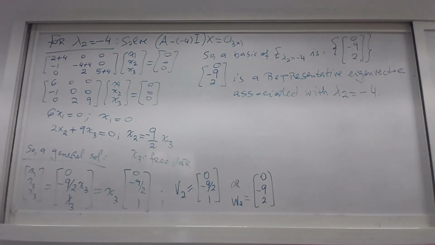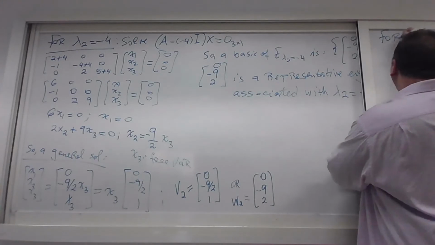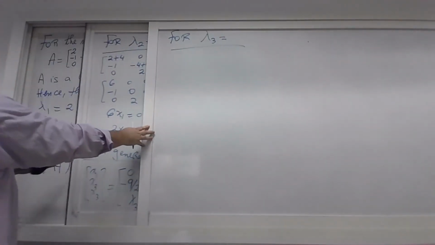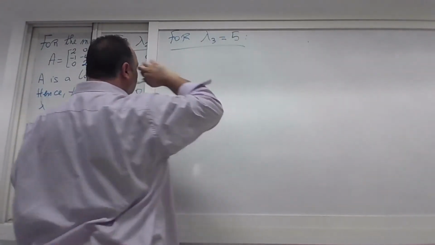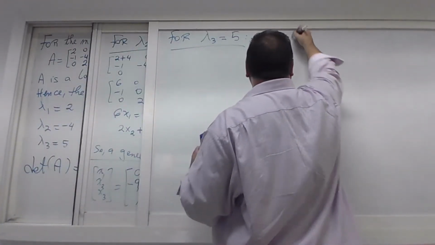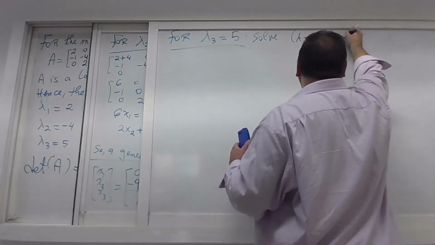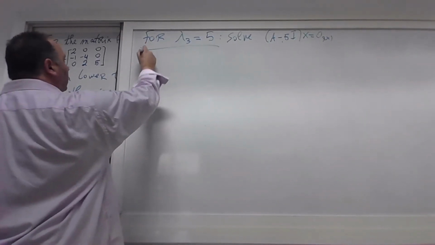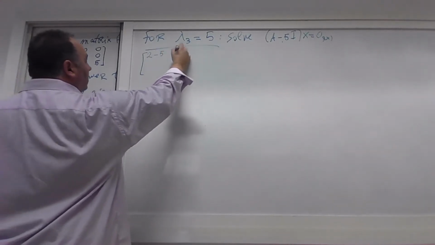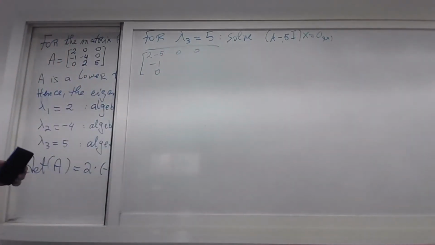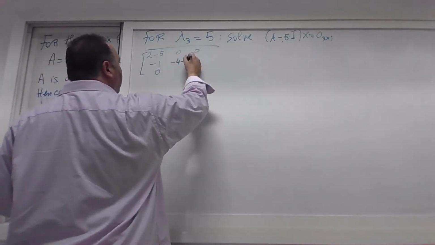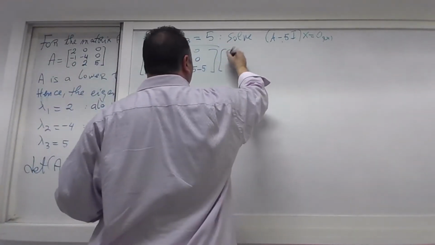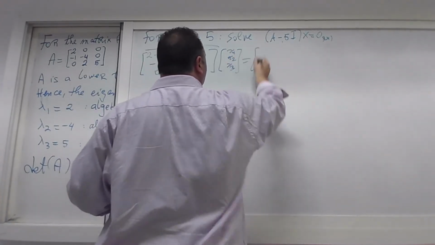So that's all good. We still have one eigenvalue to go. What was the last eigenvalue? It was 5. So solve A minus 5I times x equals 0. So I have 2 minus 5, 0, 1, 0, I have minus 4 minus 5, and I have 5 minus 5. X1, X2, X3 equal to 0, 0, 0.